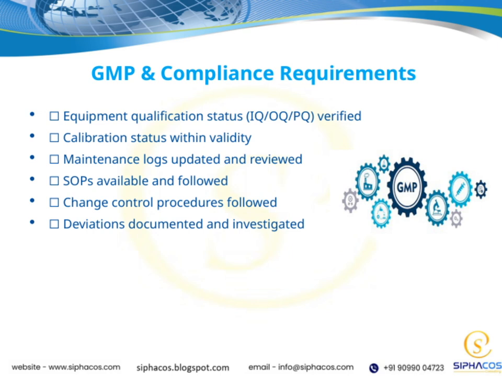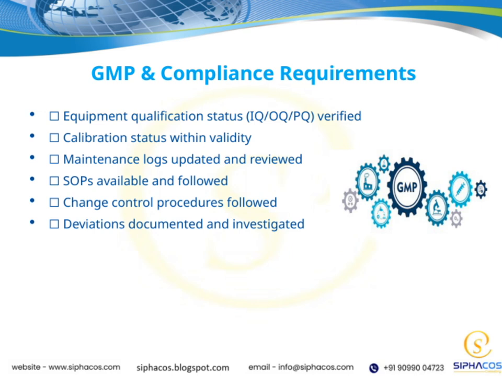Next, calibration status is critical. It's important that our instruments stay within their valid calibration periods to ensure accurate measurements. Moving on, maintenance logs should always be updated and reviewed regularly to keep track of any repairs or inspections, helping us prevent issues before they arise. Standard operating procedures, or SOPs, must be readily available and strictly followed to maintain consistency in our processes.